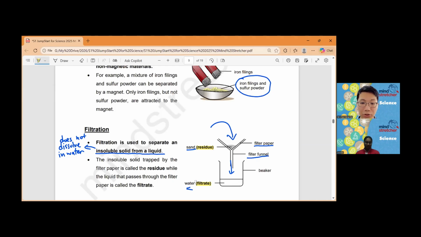Okay? So this works for a mixture that contains a liquid like water and an insoluble solid that does not dissolve in the water, such as sand. Okay? Now, let me ask you a question. Can I separate sugar and water using filtration? Can you put your answer in the chat? Can I separate sugar and water using filtration?